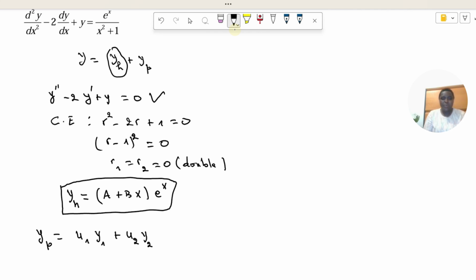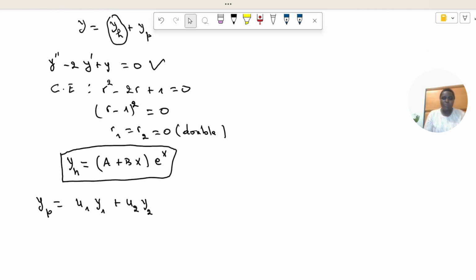Yes, where y1, what is y1, and what is y2, what is u1, and what is u2. Here y1 will be equal to the first solution obtained by using r1, which is e power x, and the other one, y2, will be equal to x e power x. Yes, so it's the solutions that we have in this homogeneous solution.